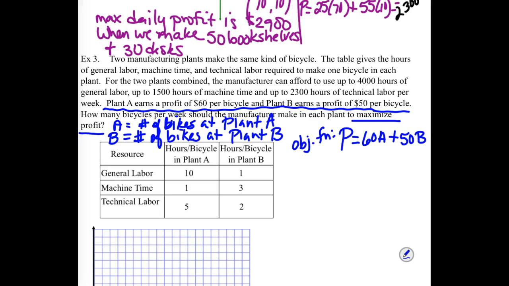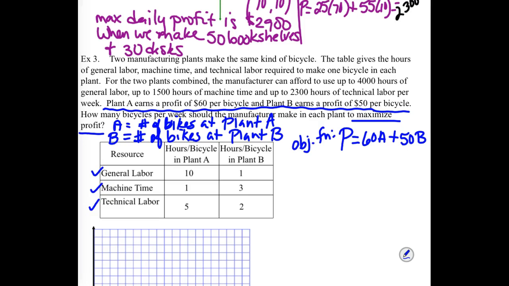Yes? Okay. Now, notice in this one, instead of writing out all the different information in the word problem, they put it into a table. A table is sometimes nice to help you organize your constraint information. The names for the rows over here, general labor, machine time, technical labor, those are the different types of constraints you have. Like in the airplane example we had with the water and the medical kits, our constraints were the weight and the volume. Okay? In this case, we're looking at general labor, machine time, and technical labor.